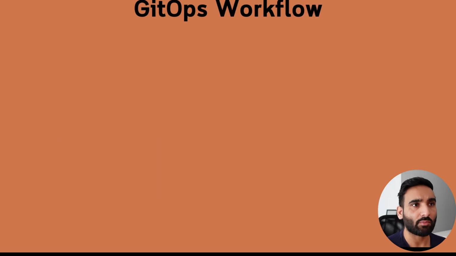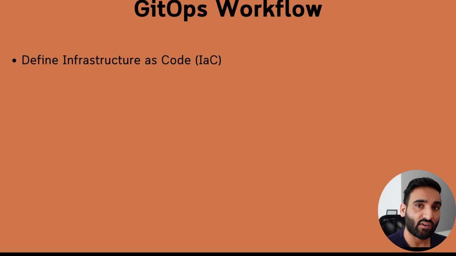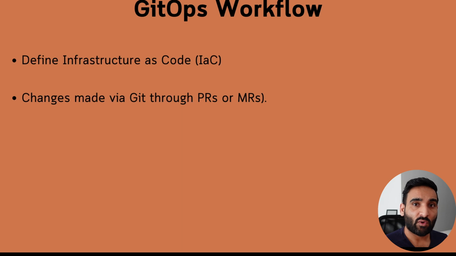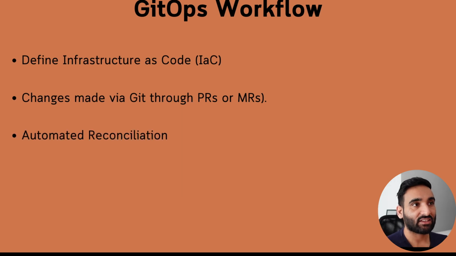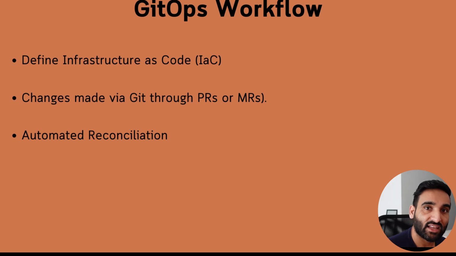So how does the GitOps workflow work? You define your infrastructure. In our case, we would have Kubernetes manifest files defining how we want the application to be, what sort of resources it should have on the Kubernetes cluster, and what kind of service we want to create. If we want to make any changes to the code that we defined on GitHub, we will do it using a pull request or merge request. And with GitOps, there are tools like Argo CD and Flux CD that will push your changes to Kubernetes.